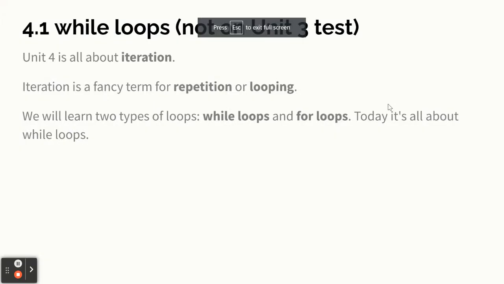Hey everybody, Unit 4 is about looping. The official technical term for looping is called iteration, when you're going through looping, repeating. So iteration is a fancy term for repetition or looping. We're going to learn two types of loops, a while loop and a for loop. And today is all about the while loops.